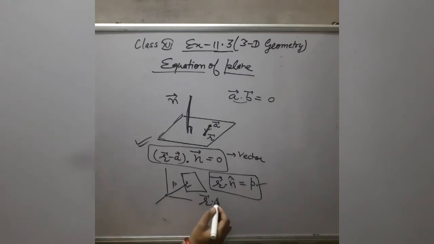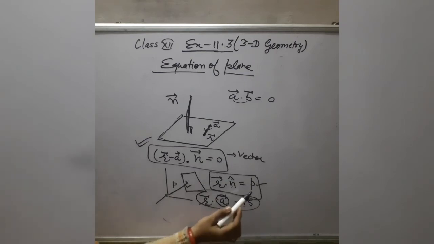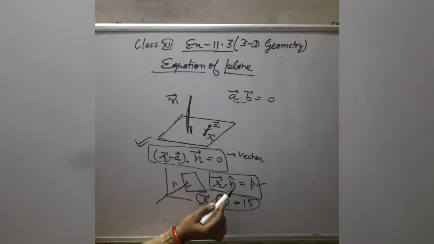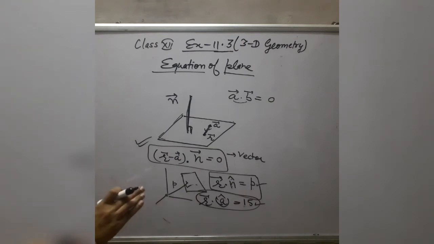Suppose R dot any vector A equals some constant value, suppose 15 is given to you. Then this is the equation of a plane. But first check this: 15 is not necessarily the perpendicular distance of the plane from the origin, because you will first check whether this vector is a unit vector or not, since for perpendicular distance this normal vector should be a unit vector. So this is normal to the plane, but its magnitude is not confirmed. First you will check its magnitude. If you get its magnitude equal to 1, it means this vector is a unit vector. In that case this 15 will be the distance of the plane from the origin.